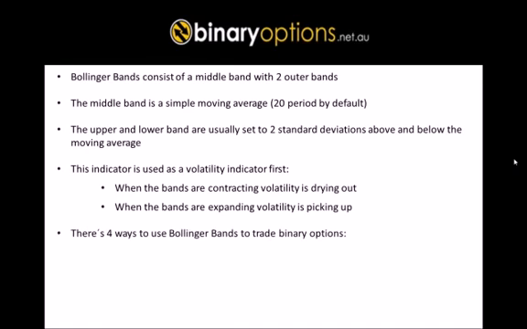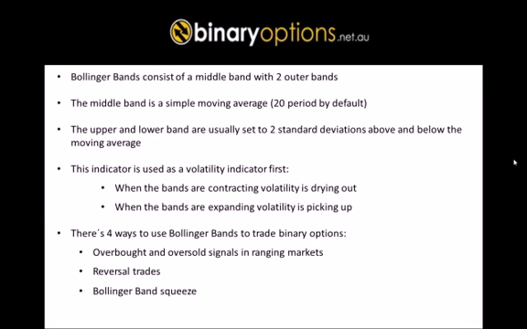And there's four ways to use the Bollinger Bands to trade binary options. The first one is the simple overbought and oversold signals in ranging markets. The second one is reversal trades. The third one is the Bollinger Band squeeze. And the fourth one, and most powerful one, is the Bollinger Band squeeze with a breakout to break the previous high or the previous low.